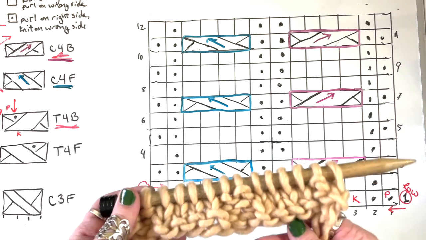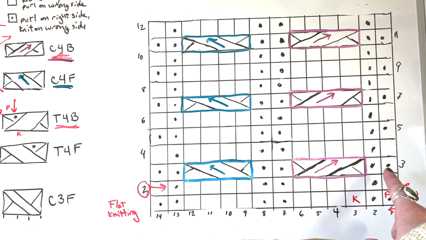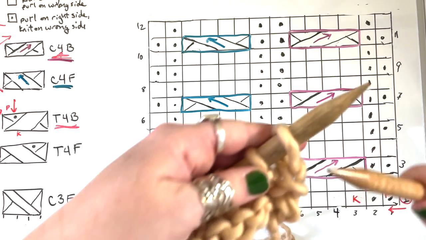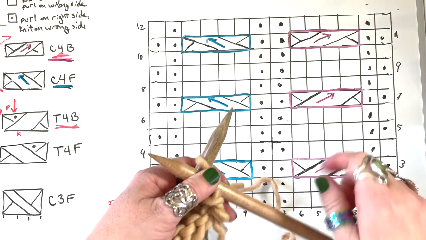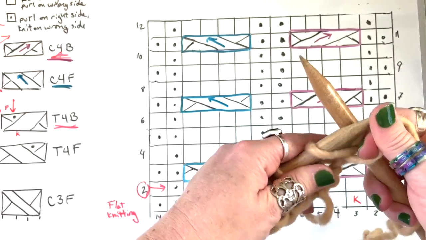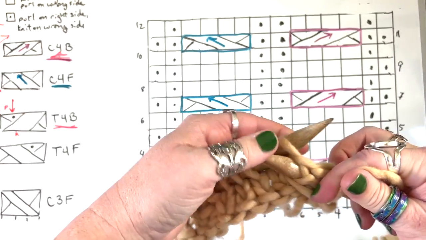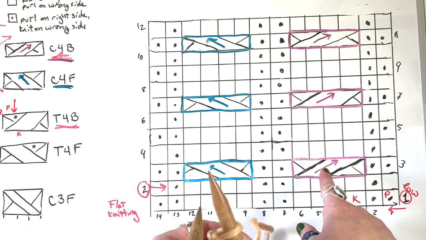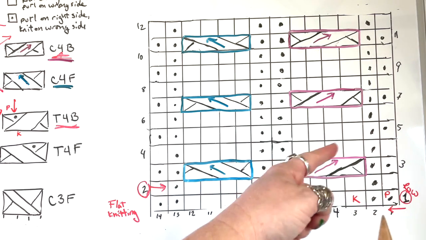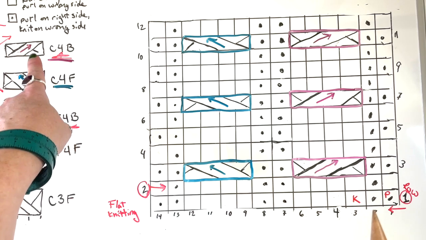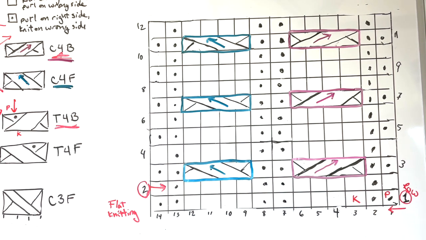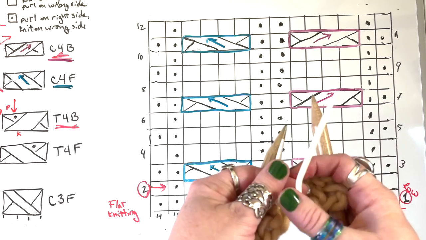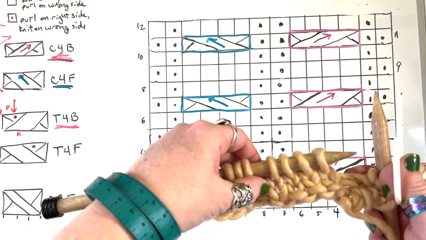So if I look, I'm on row 3. If I look at what row 3 is telling me to do, it is saying to purl 2 stitches, roll my sleeves up here. It is telling me to purl 2 stitches, and then I have a pink symbol or that slant that goes up to the right. And if I find that over here, that is a C4B. I don't have all the words written out, but what I will walk you through is that is a cable that needs 4 stitches total.